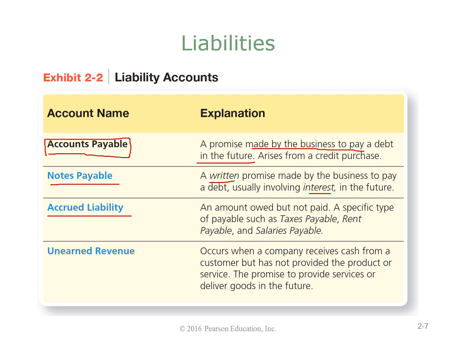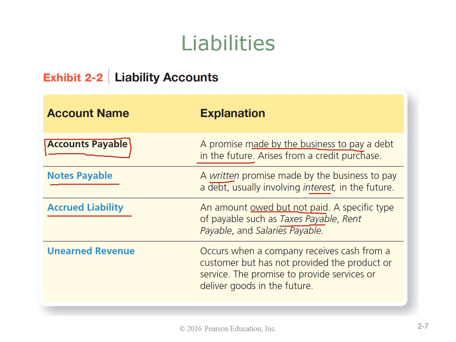Accrued liability is a liability that is owed but not paid, such as taxes. We are owing taxes to the government, but we haven't paid them yet. Like rent payable, salaries payable, and, for example, electricity payable.